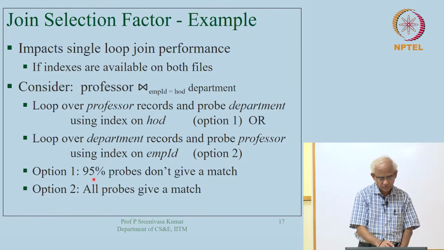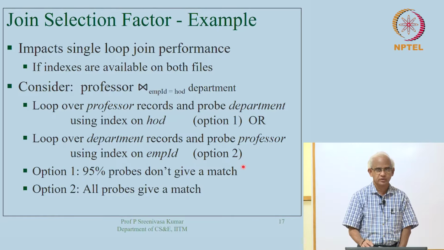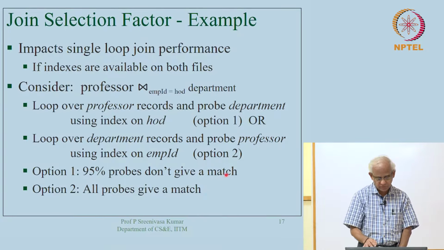So 95% of the probes do not give a match, and so it is a lot of wasted usage of the index. In order to figure this out, it will have to do some disk accesses, right, because this index is a disk data structure, lying on the disk, so it will spend some disk access. It is a wasted effort.